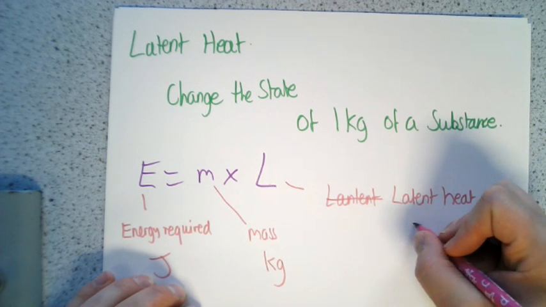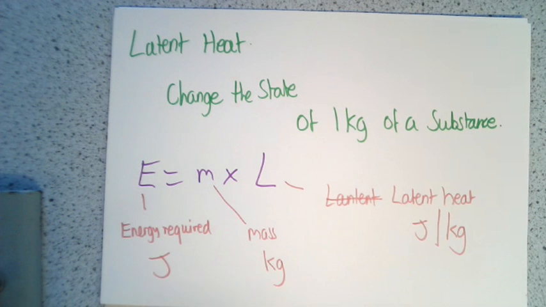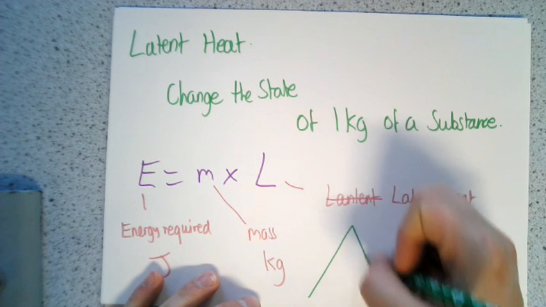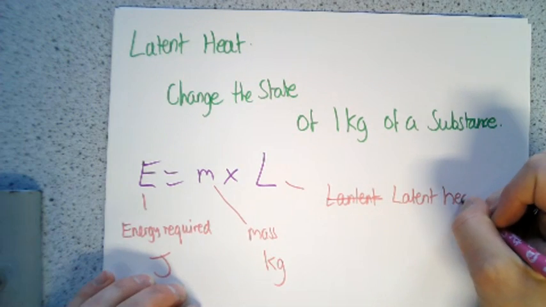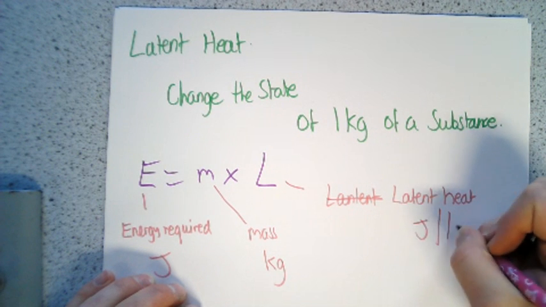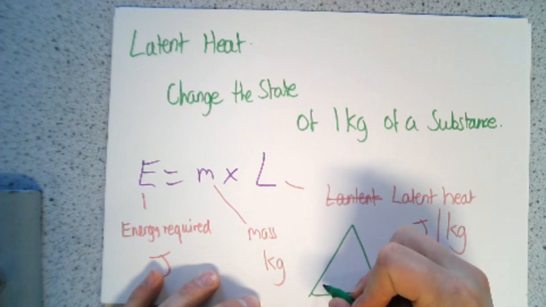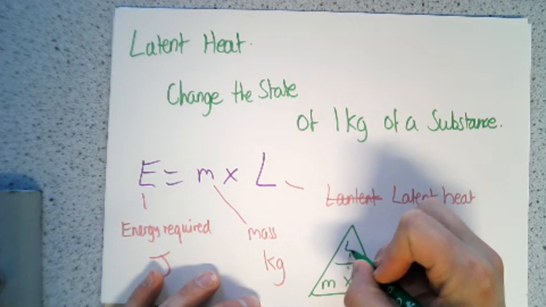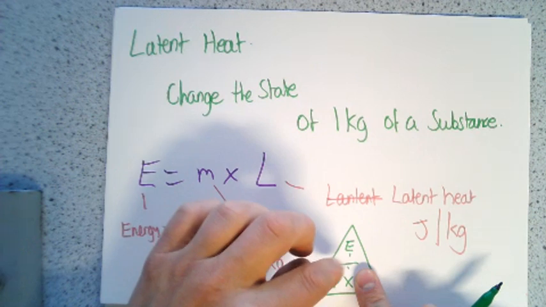Latent heat, which is in joules per kilogram. Can't remember the units. Chuck those together. That's what mashes in to make your latent heat. Like every formula we use, you can magic triangle it. Okay, the two things that you multiply go at the bottom, and then the energy goes at the top. So if you ask to calculate the latent heat, cover up L, energy divided by mass.